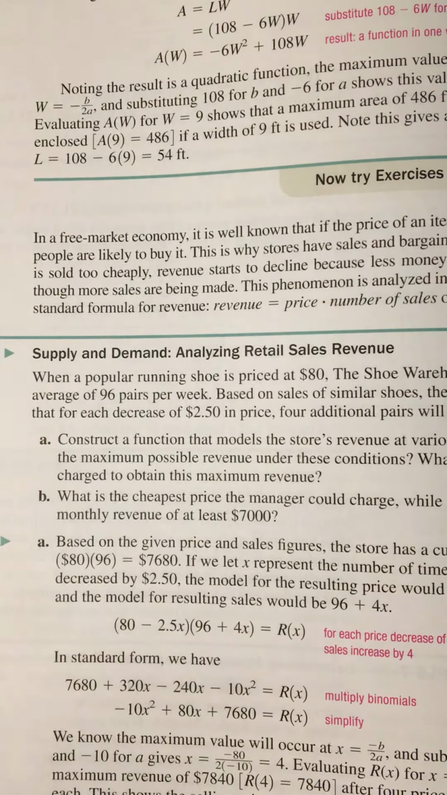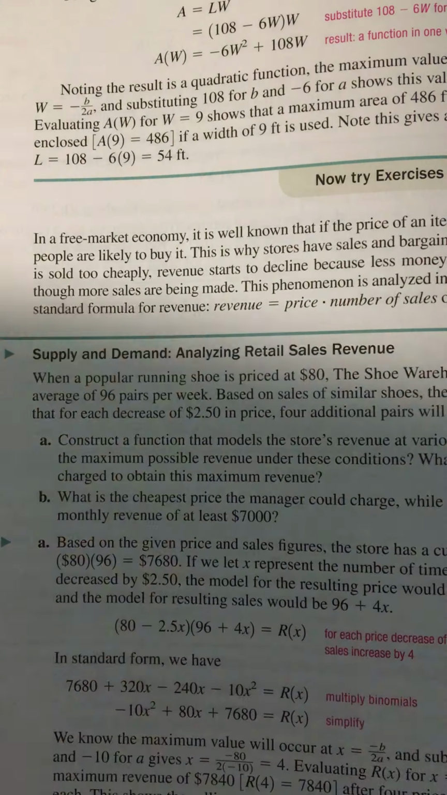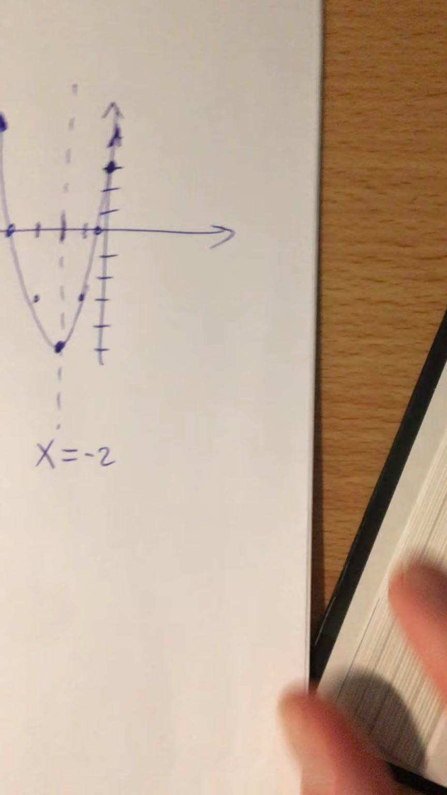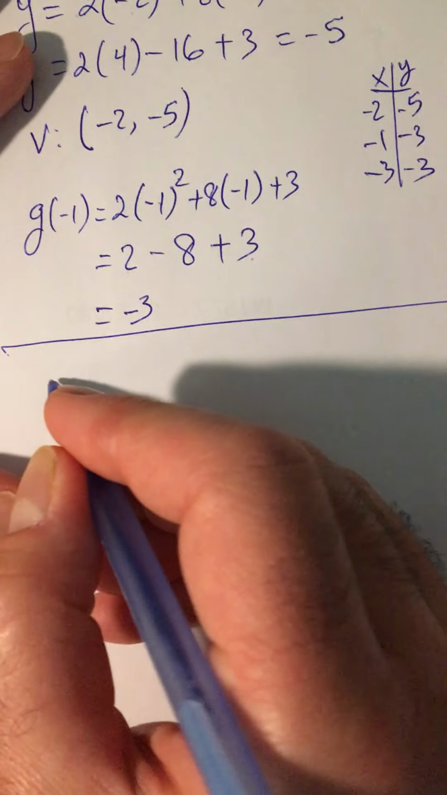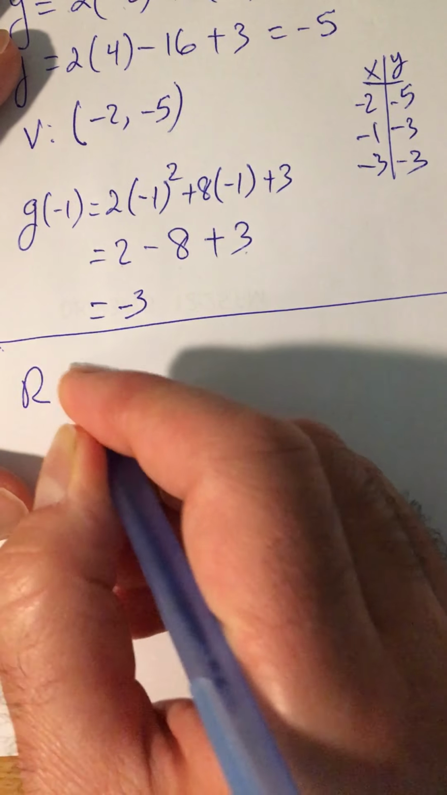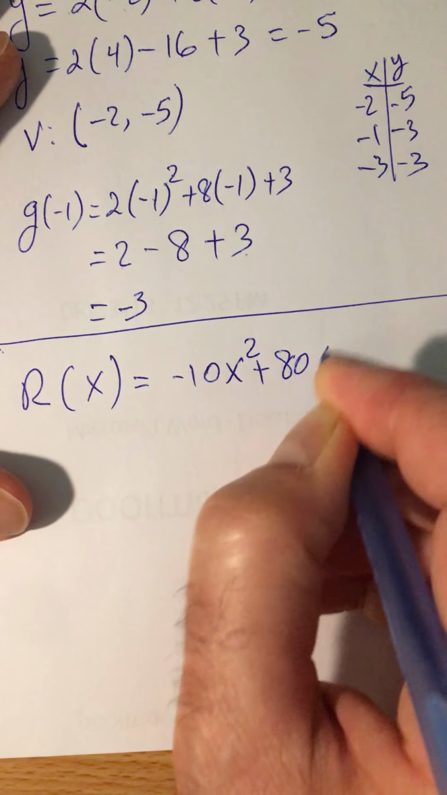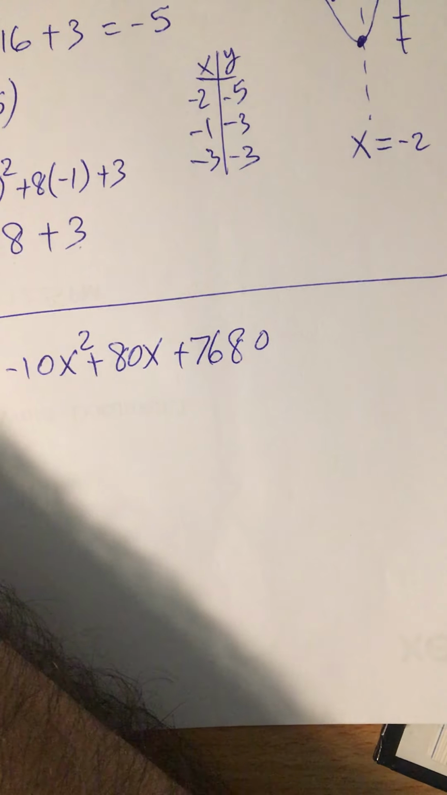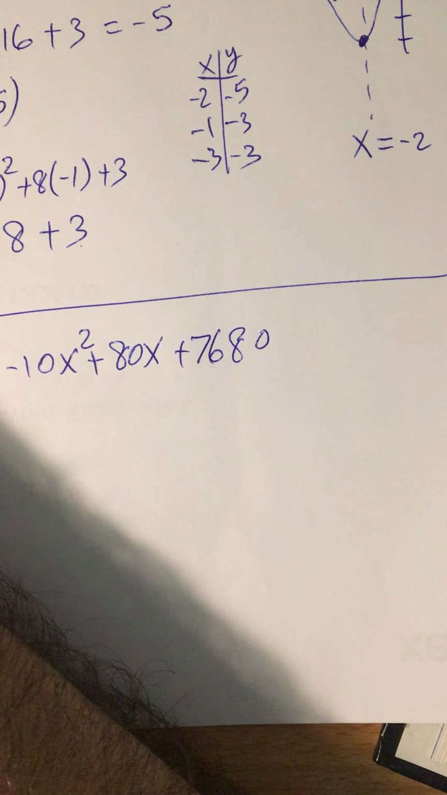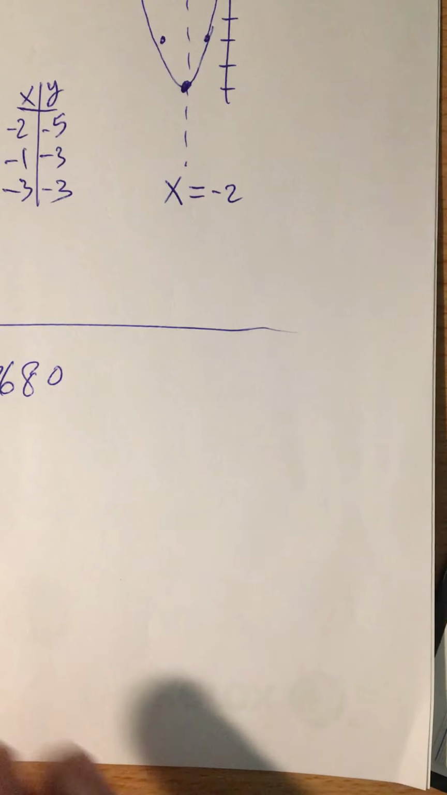Part A asks, what is the maximum possible revenue under these conditions? I'm not too concerned about that part because you can see why, but I want to look at the other part. Your quadratic model is this: revenue is negative 10x squared plus 80x plus 7,680. And it's asking, what is the maximum possible revenue under these conditions? So what does x represent in this problem?